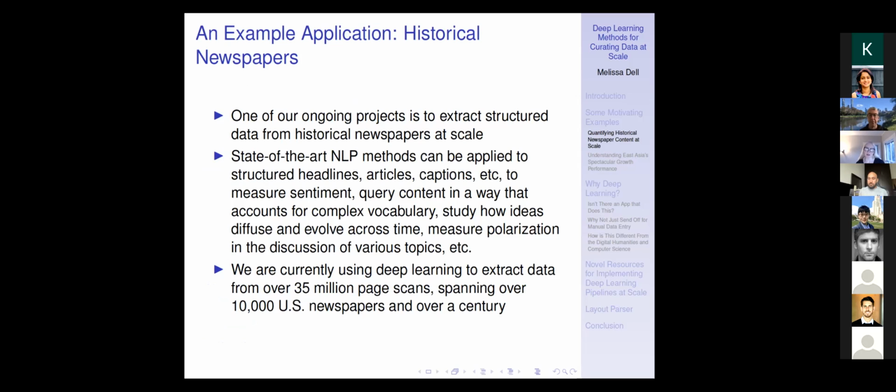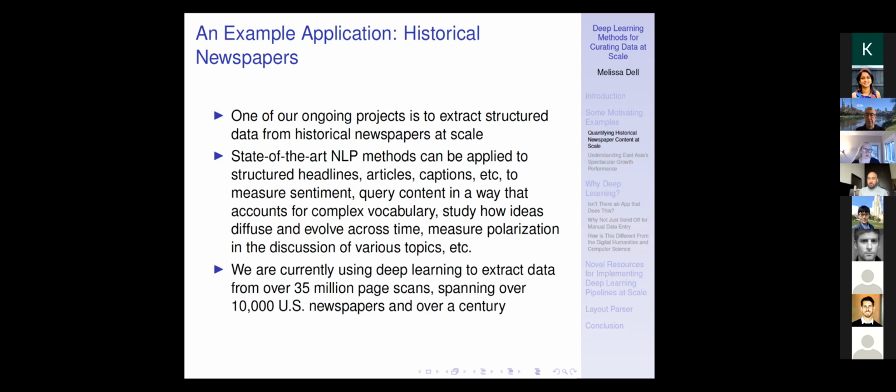One case that I've been working on for the past while is looking at historical newspapers. And we are extracting structured data from historical newspapers at scale. Once you have structured data, like say headlines, articles, captions, these can be used to measure sentiment. They can be used to query content in a way that accounts for complex vocabulary. You can study how ideas diffused and evolved across time. You can measure polarization in the discussion of various topics. There's just a ton you can do with modern NLP methods, but you need structured data for that.